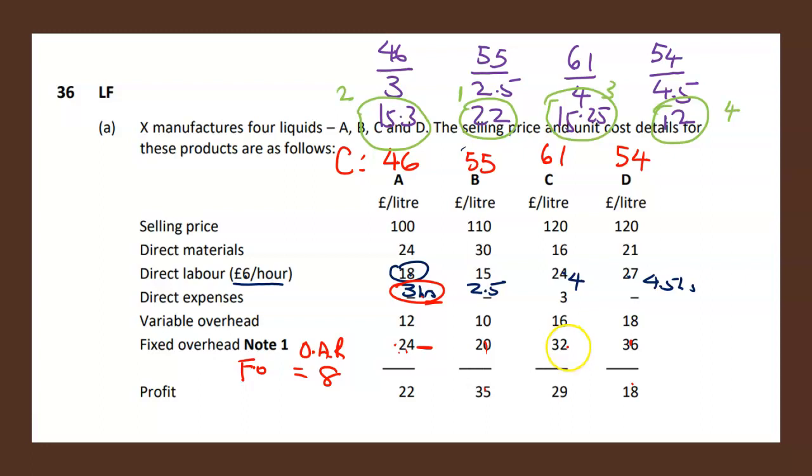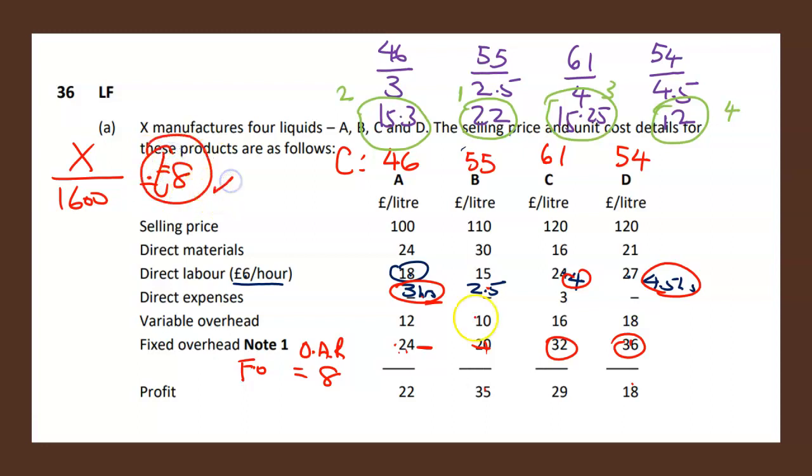We can try it here as well. 32 divided by 4 is 8. 20 divided by 2.5 is 8. 36 divided by 4.5 is 8. You see, because what really happened was this. We had a figure, and we divided that by 1,600, and we got 8. So we now use this figure of 8 as our overhead absorption rate, right?